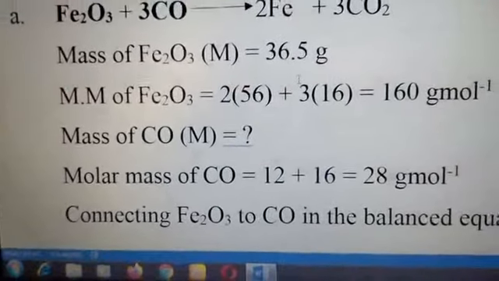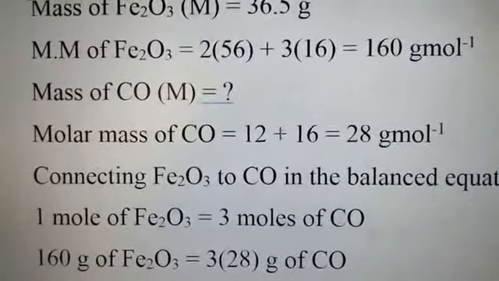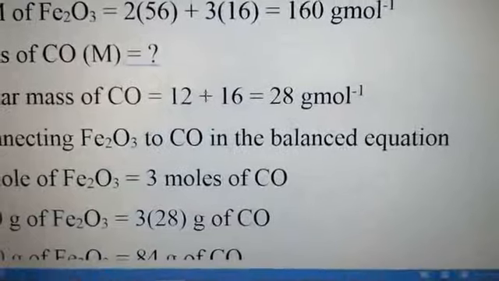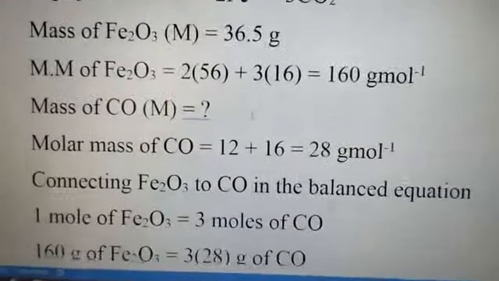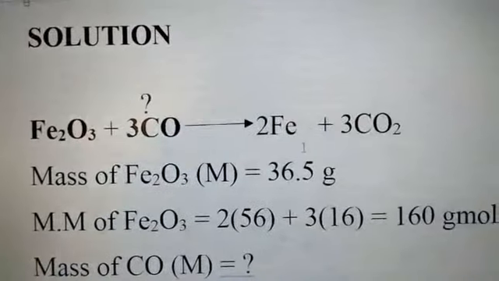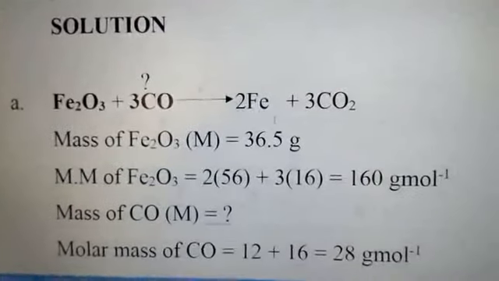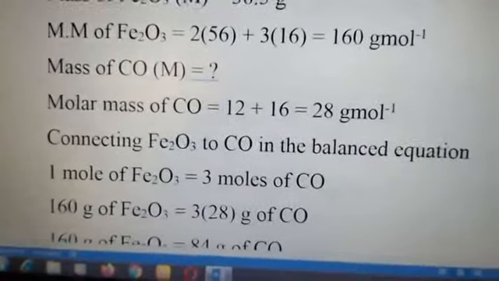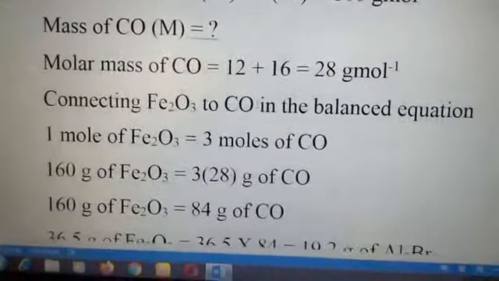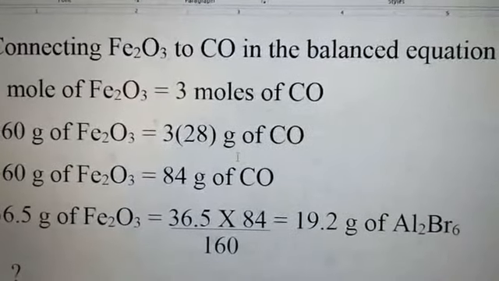We have to find the molar mass of carbon II oxide first. The molar mass of carbon II oxide is obtained by adding the atomic masses of carbon and oxygen, 12 plus 16, giving us 28 grams per mole. Then work from the balanced equation. Look at the two substances and connect the known iron oxide to the unknown carbon II oxide: 1 mole of iron III oxide, or iron ore, to 3 moles of carbon II oxide.